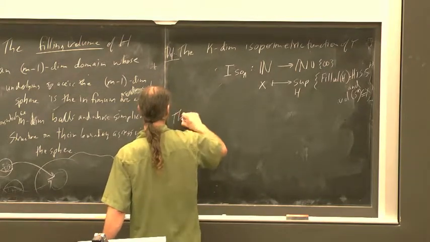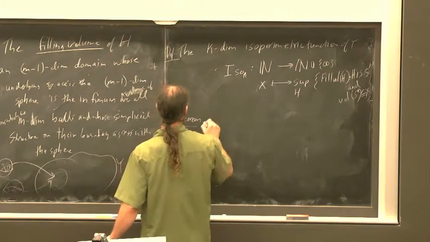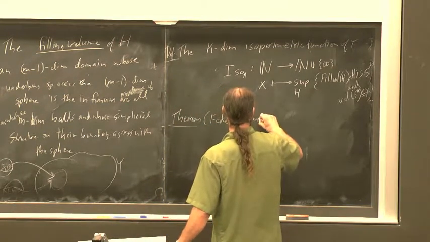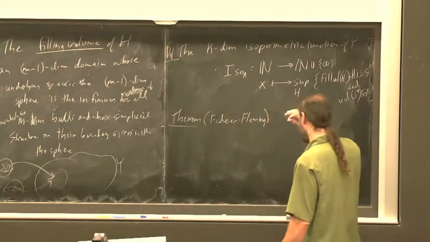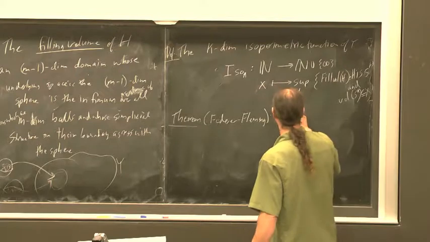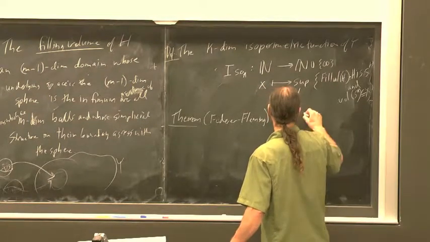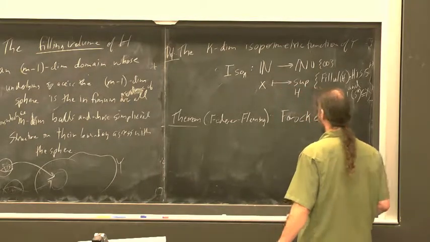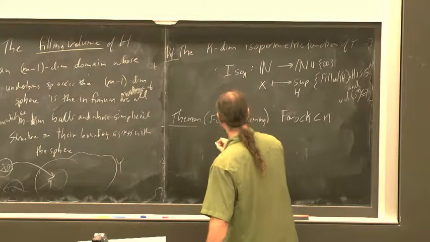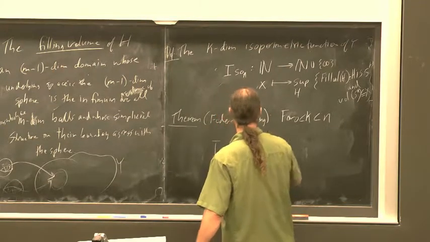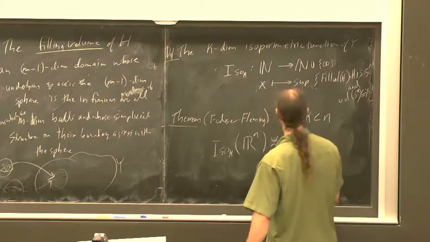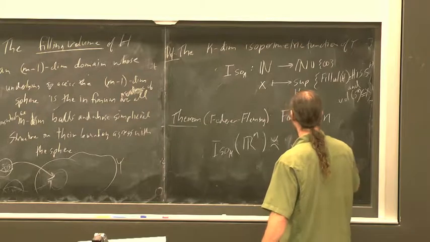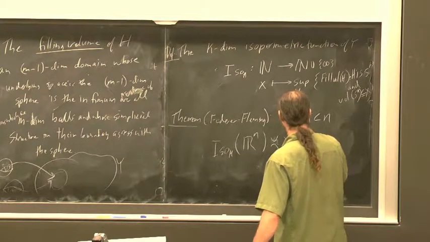Okay, so here's the classical example, which is a theorem by Federer and Fleming. This is a classical theorem in geometric analysis, that for k between 0 and n, R^n has kth isoperimetric function asymptotic class equal to x to the (k+1)/k.